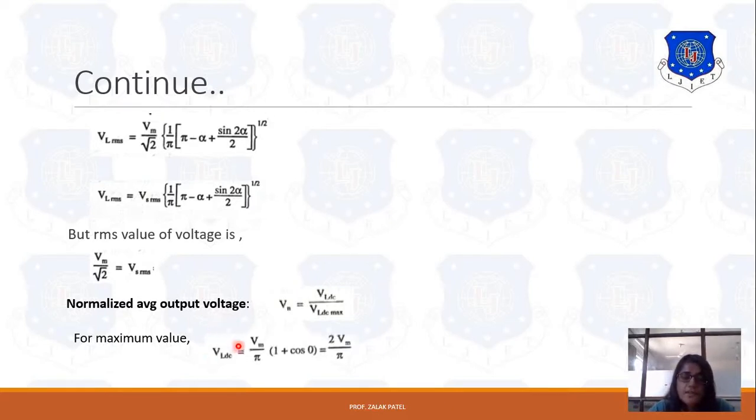So it can be written like this: VLDC is equal to Vm upon pi as it is, into bracket 1 plus cos alpha. Now in place of alpha we put 0 degree, so it is 2 Vm upon pi. Now you have to apply both equations and find the normalized average output voltage. So it is like this. This is our DC voltage and this is the maximum value. Vm can be cancelled out, pi cancels out, so 1 upon 2 is 0.5 into this term as it is, 1 plus cos alpha. So the final normalized voltage Vn is equal to 0.5 into 1 plus cos alpha.